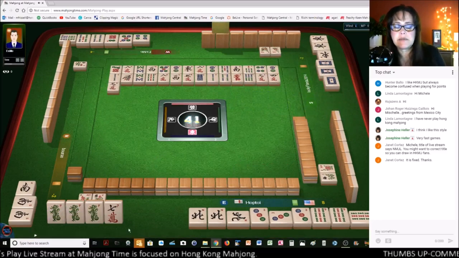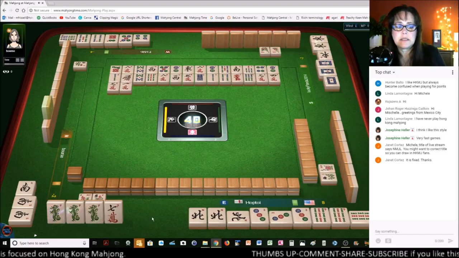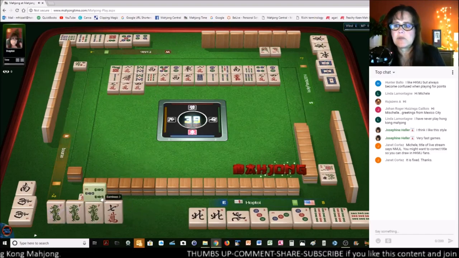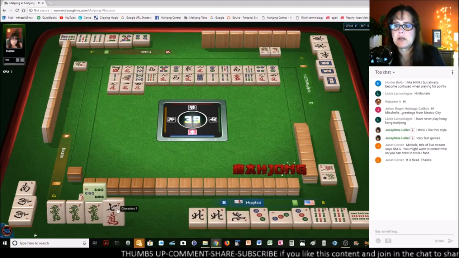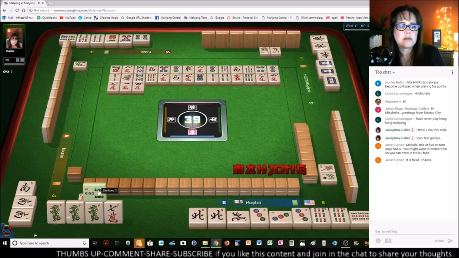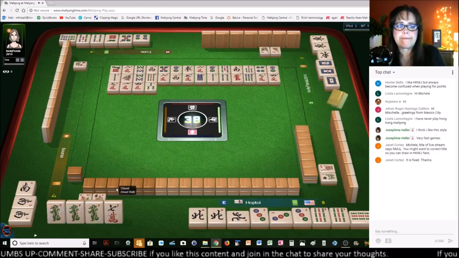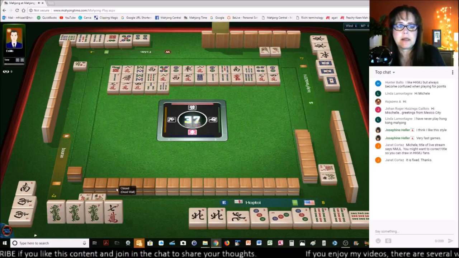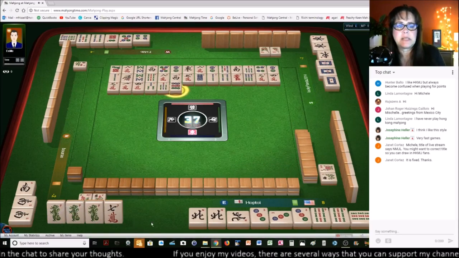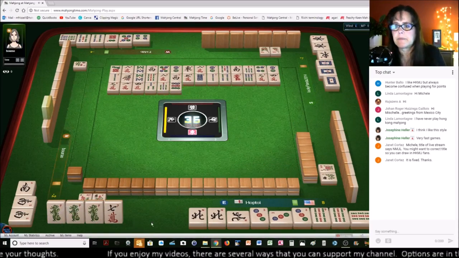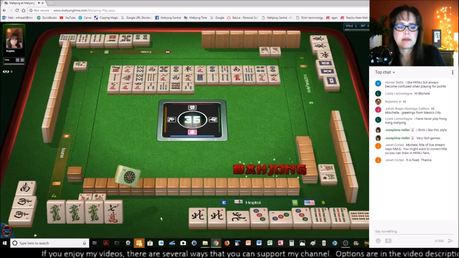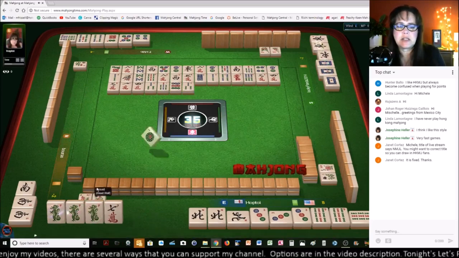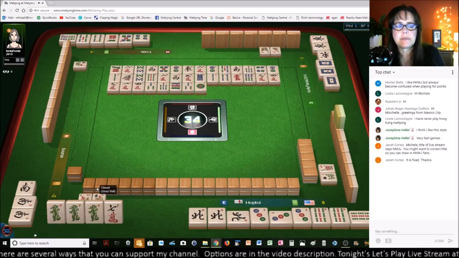Okay, we need that 7 crack. 3 bam. There are none out. There are none out of either. 3 bamboos. 7 bamboos. Oh, I thought that was my tile. 9 dots. We need a 7 crack. 3 bamboos. It's an edge tile. Let's get rid of it. 1 dot.